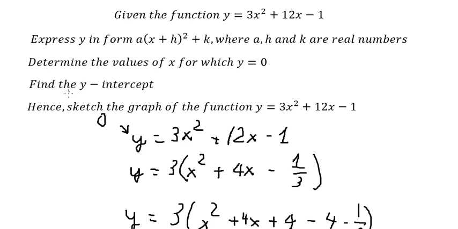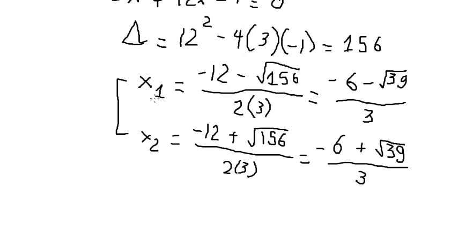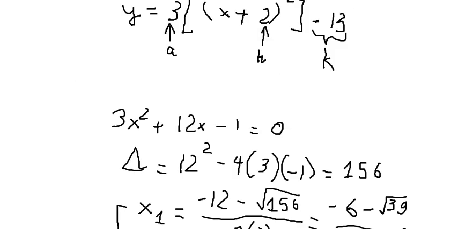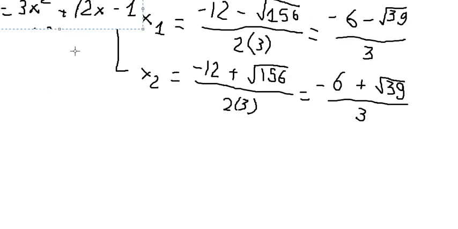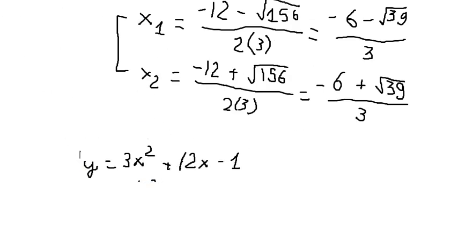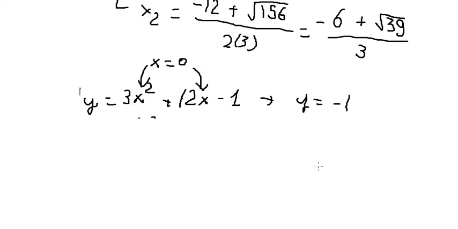Now find the y-intercept. So we have this equation in here. So we put about s equal to number 0, go in here, and you got about y equals to negative number 1, and this is the point of intercept.